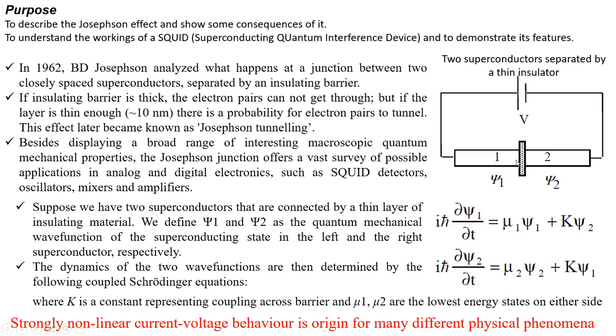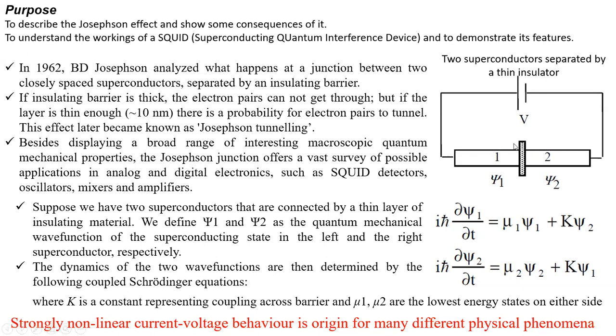If the insulating barrier is very thick, the electron pairs cannot get through. That is, if the barrier height is quite high, electron pairs formed between these two regions will not be able to penetrate through. But if the layer is very thin, of the order of a few nanometers or less, there is a probability for electron pairs to tunnel. To tunnel means to go through a channel. This effect later became known as the Josephson tunneling effect.